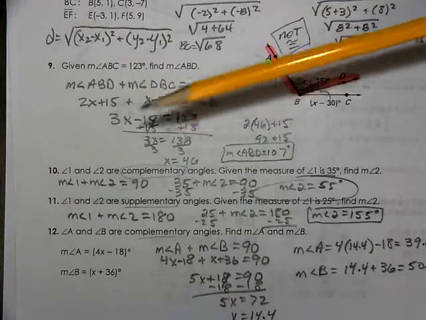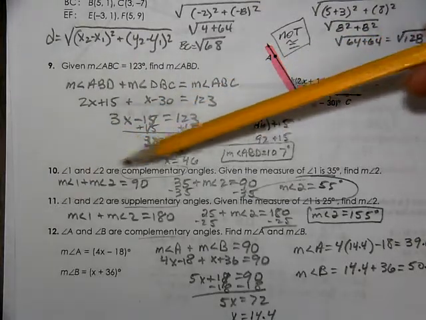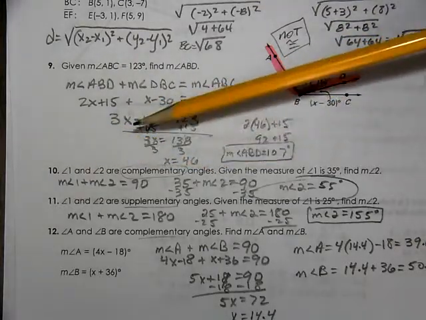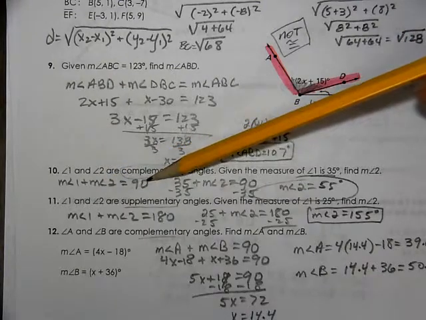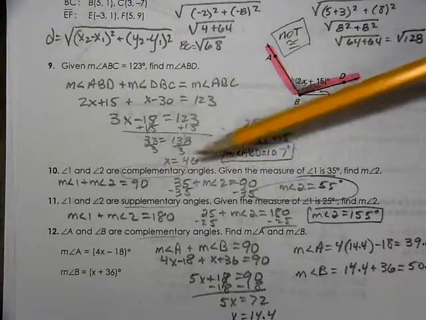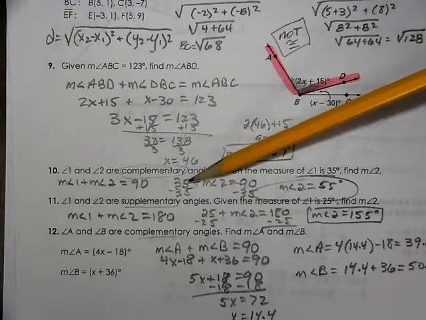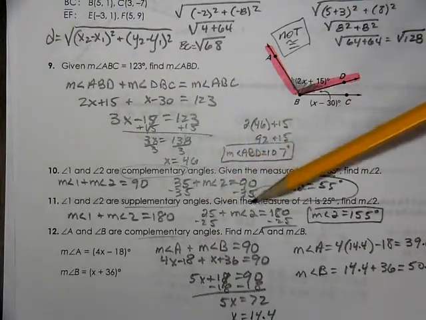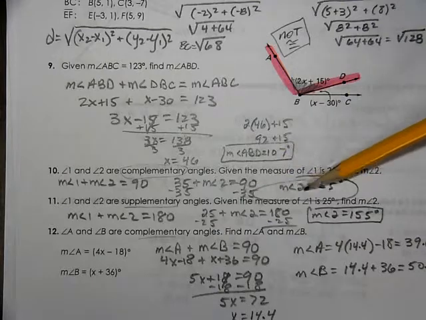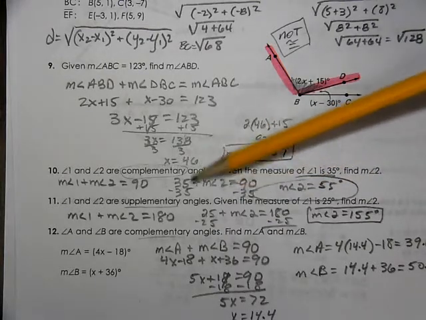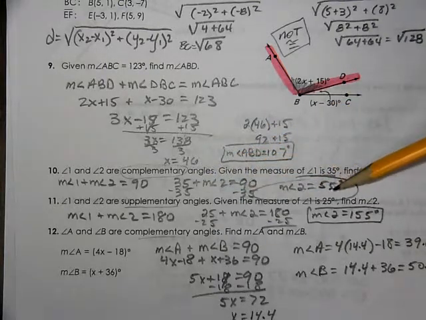For number 10, we notice that angle 1 and angle 2 are complementary. That means the two angles are going to add up to 90. So we substitute in what we know about the measure of angle 1. We subtract it from the 90, and the measure of angle 2, its complement of 35, would be 55.